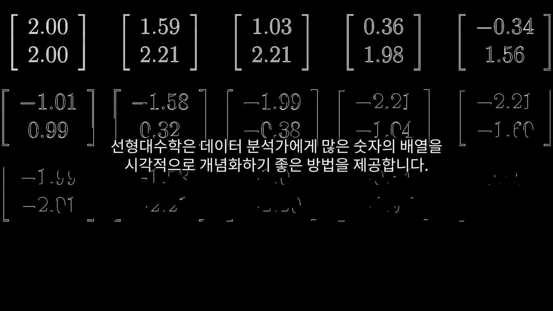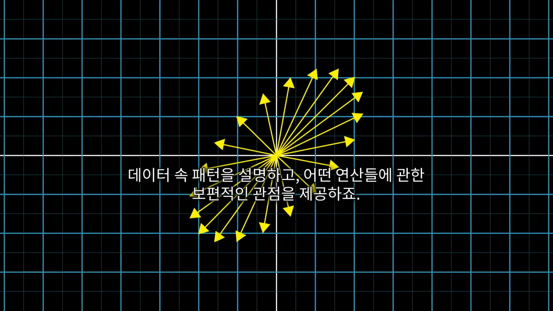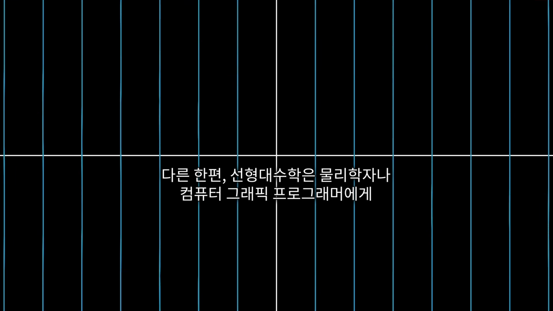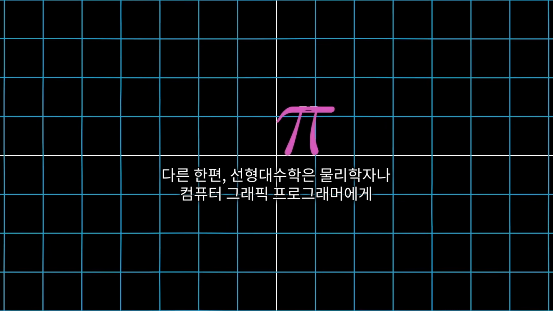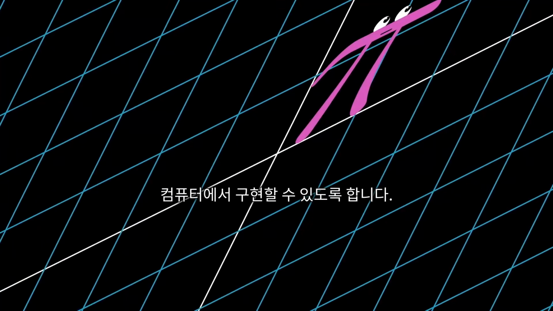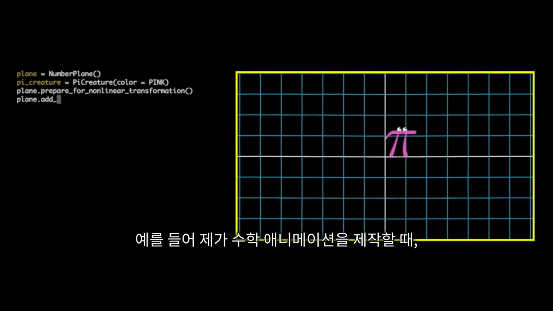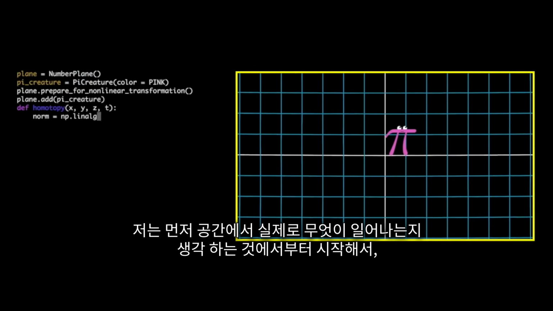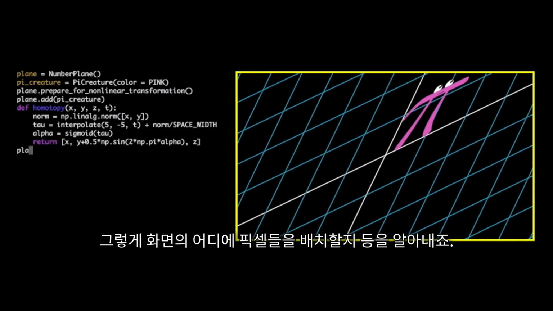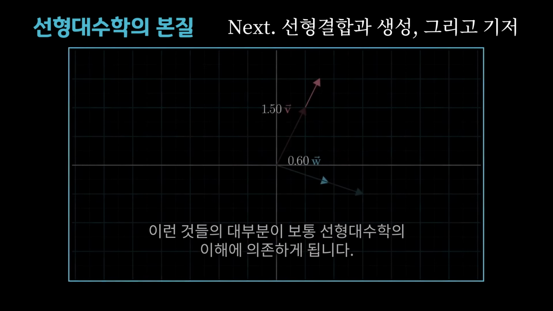It gives the data analyst a nice way to conceptualize many lists of numbers in a visual way, which can seriously clarify patterns in data and give a global view of what certain operations do. And on the flip side, it gives people like physicists and computer graphics programmers a language to describe space and the manipulation of space using numbers that can be crunched and run through a computer. When I do mathy animations, for example, I start by thinking about what's actually going on in space and then get the computer to represent things numerically, thereby figuring out where to place the pixels on the screen. And doing that usually relies on a lot of linear algebra understanding.